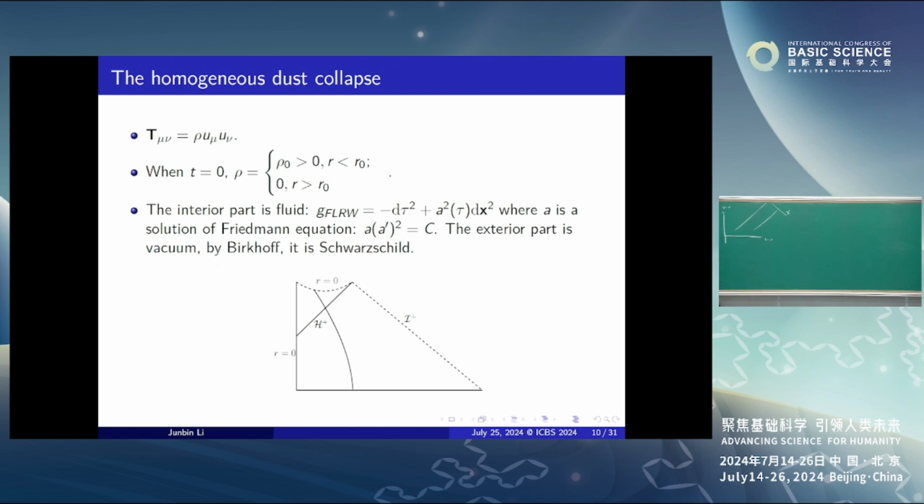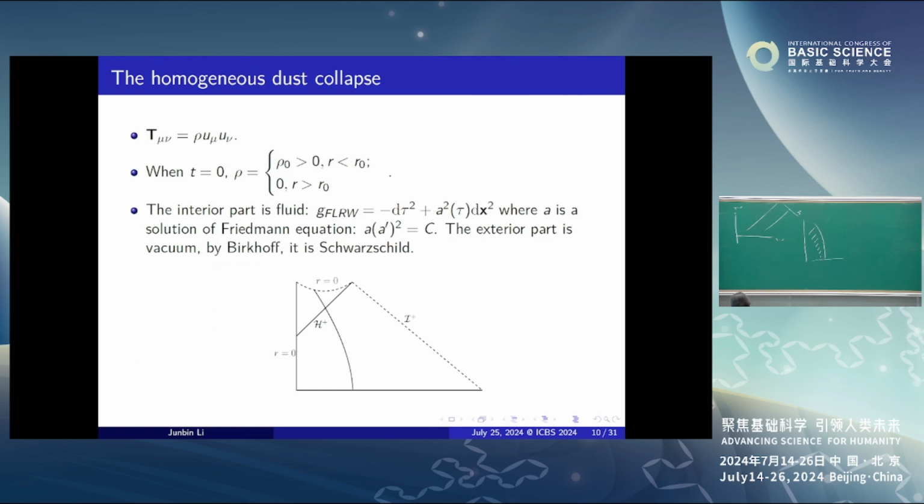This is a dust energy momentum tensor, a perfect fluid with P equal to 0. And it is homogeneous, so at the initial data, rho is constant in some region and 0 outside that region. So it is the collapse of a dust ball. It can be computed that the inside is just the Robertson-Walker solution, and the outside is Schwarzschild, and you can just glue them here.